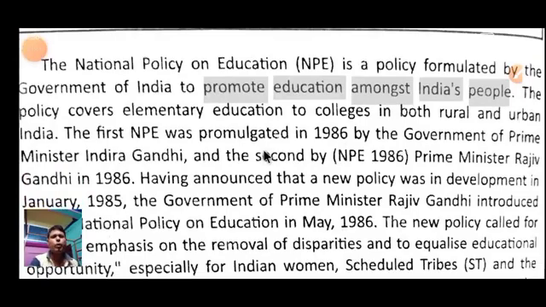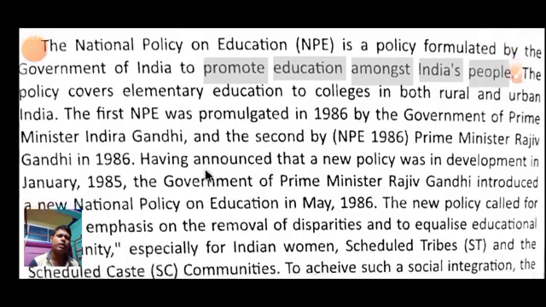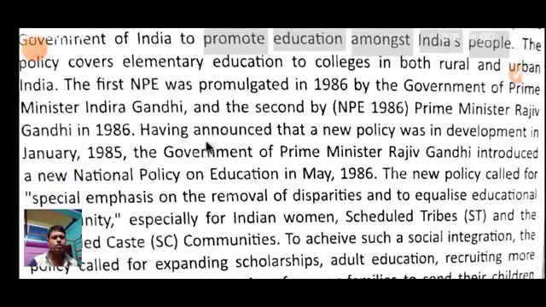So the policy covers elementary education to colleges in both rural and urban India. The first NPE was promulgated. Promulgated means described, in 1986 by the government of Prime Minister Indira Gandhi, and the second NPE 1986, Prime Minister Rajiv Gandhi, 1986.